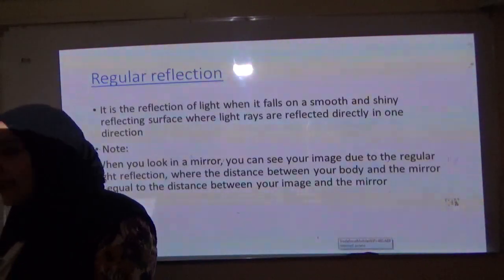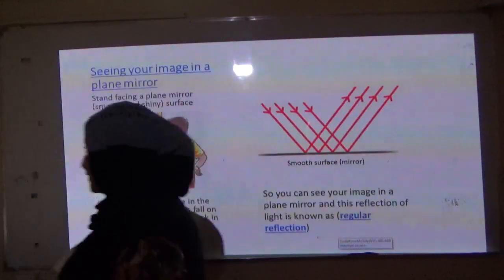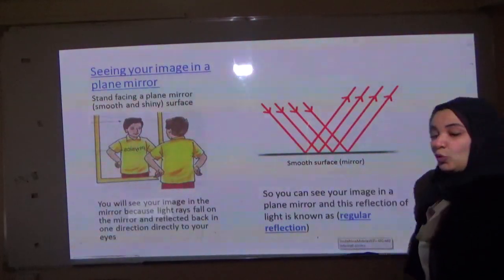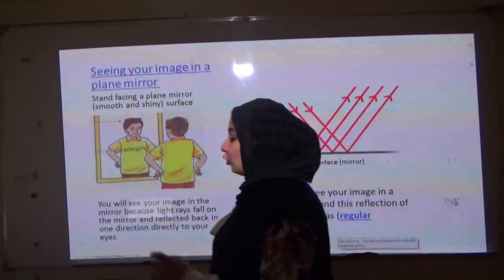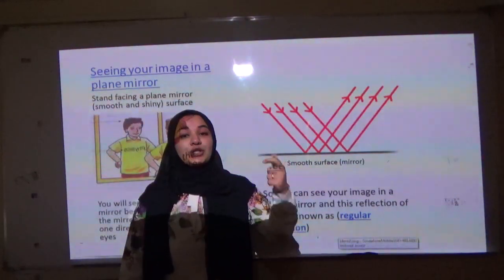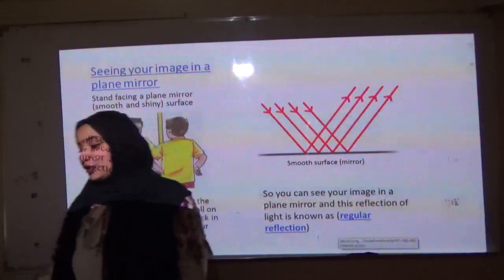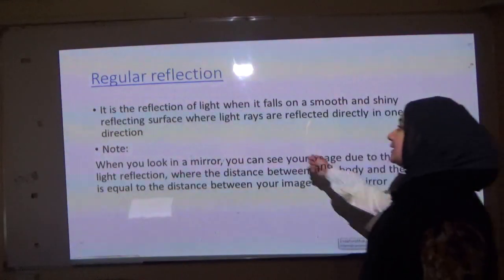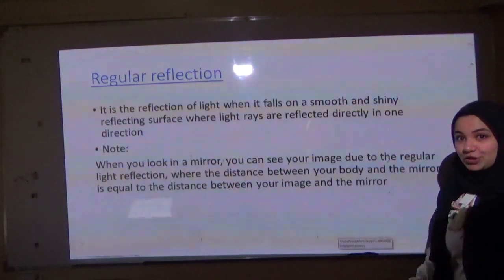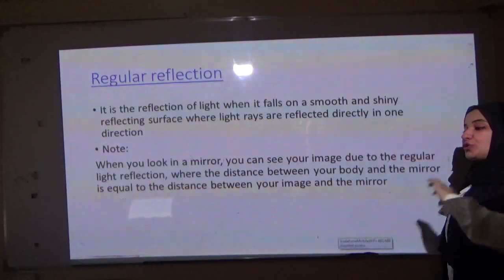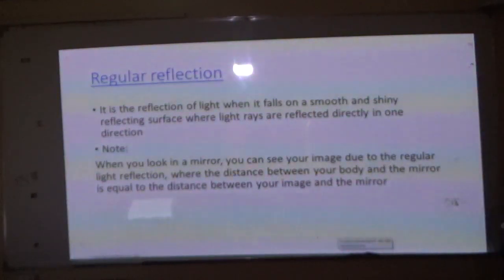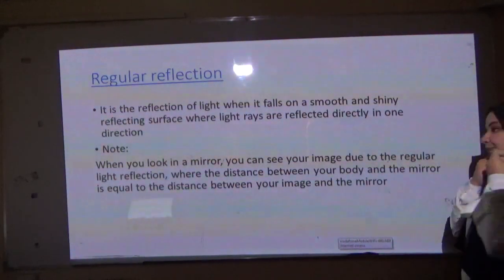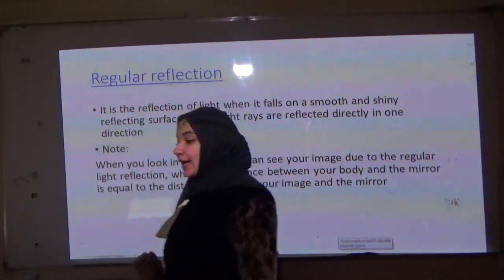So, again, what's meant by regular reflection? Regular reflection means that the light falls on a smooth and shiny surface. This is called regular reflection, where light rays are reflected in one direction only. As for example, when we look at the mirror.